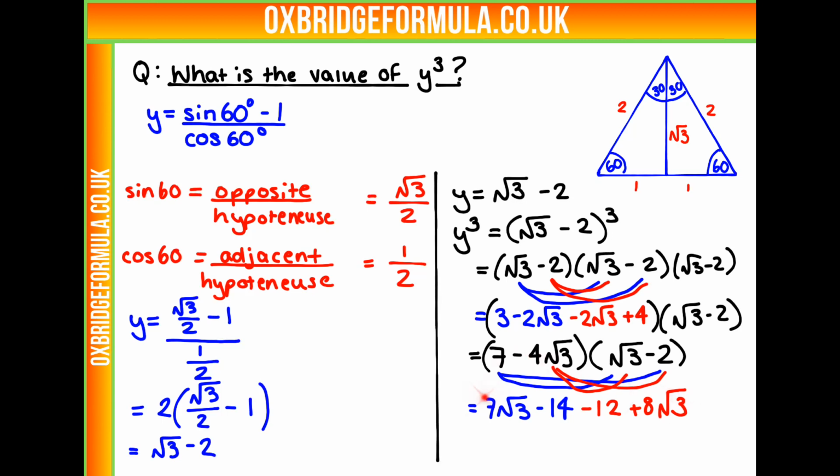And then all we have to do is combine our values at the end again. So combining our 7 root 3 plus 8 root 3 is going to be 15 root 3, and then minus 14 minus 12 is going to be minus 26. So that's our final answer, which corresponds to answer F.